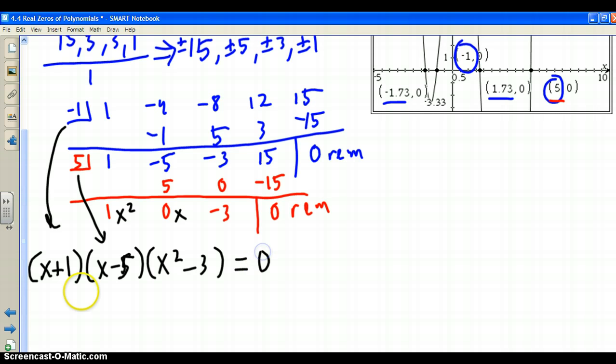If I set that equal to 0 and solve, I get x equals negative 1. I got that one from the graph. x equals 5. Got that one from the graph. But this, I don't know what the solutions are.